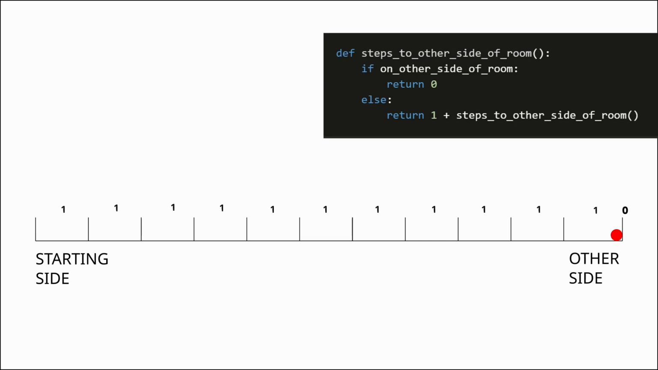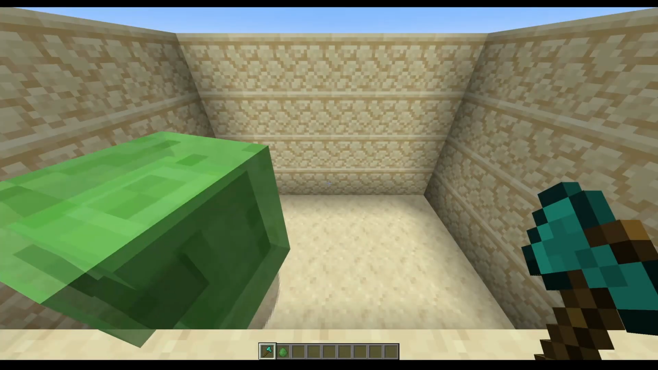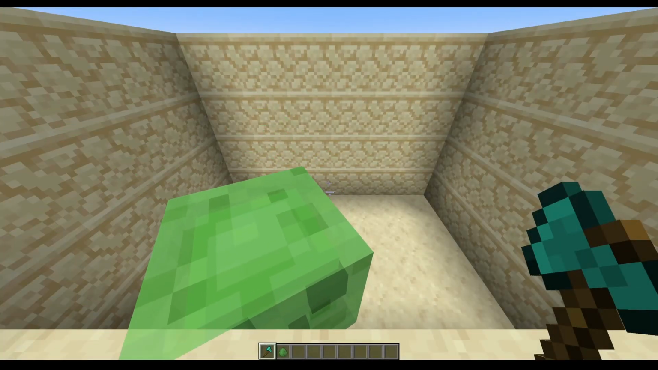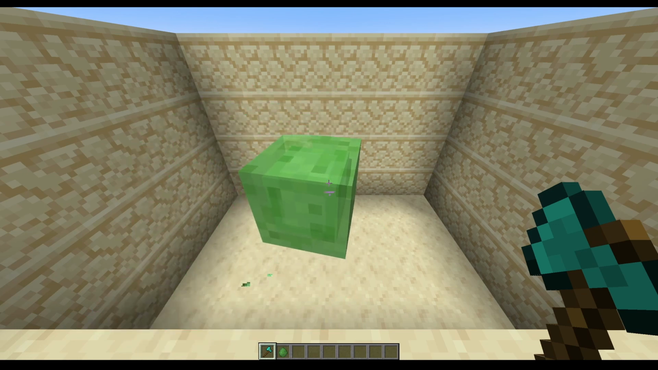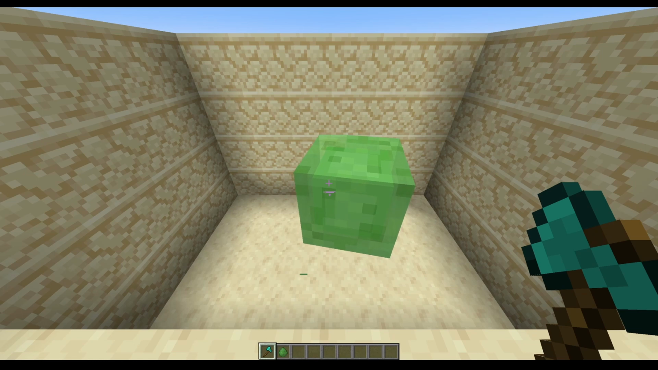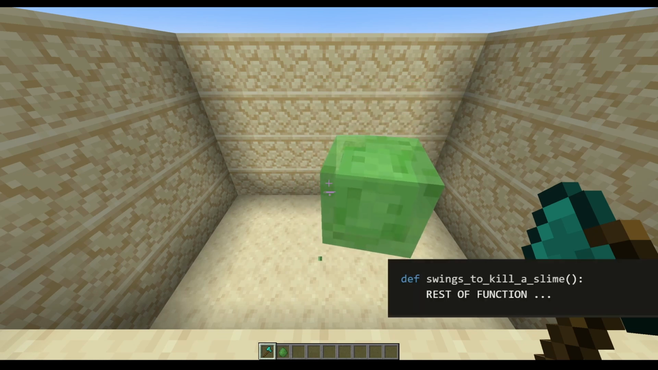Recursion is a difficult topic, and don't feel disheartened if you didn't completely understand the above example. Often, students have to go through multiple examples to get to a point where recursion starts to make more sense. So, for our next example, we are going to kill a Minecraft slime using recursion. Killing a Minecraft slime: problem statement. As always, the first step we need to take is to determine the problem statement. In this case, we want to know how many swings it will take to kill a Minecraft slime.